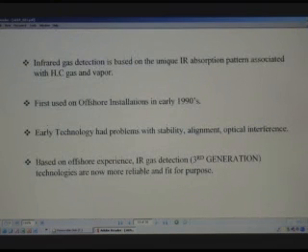Infrared gas detection is based on a unique IR absorption pattern associated with each gas and vapor. First used on offshore installations in the early 1990s. Early technology had problems with stability, alignment, and optical interferences. Based on offshore experience, third generation IR gas detection technology is now more reliable.